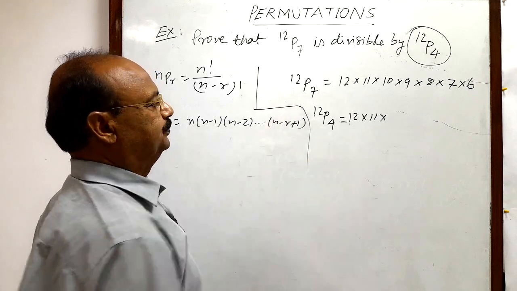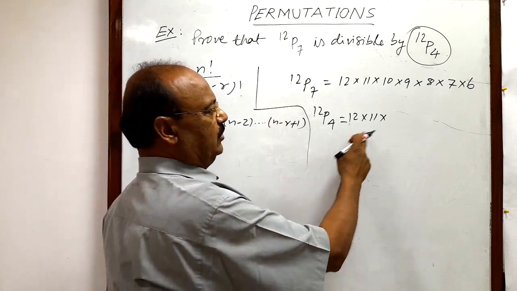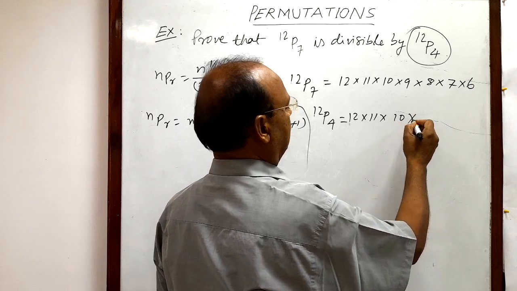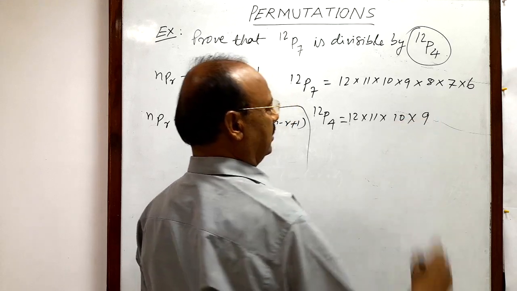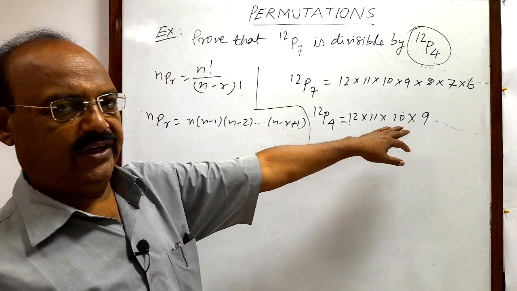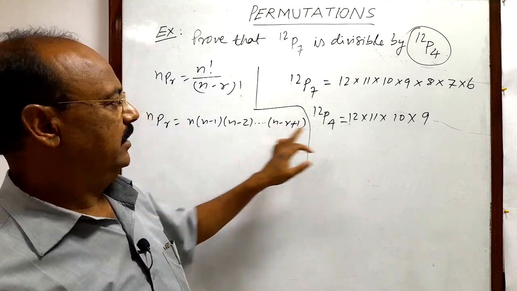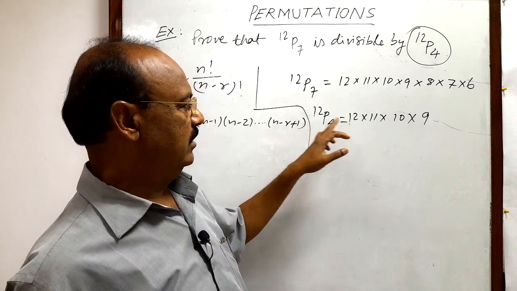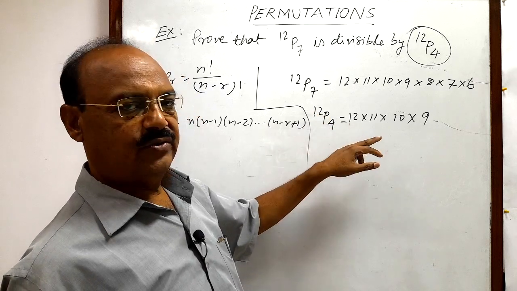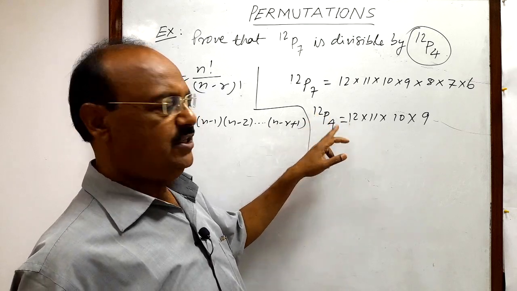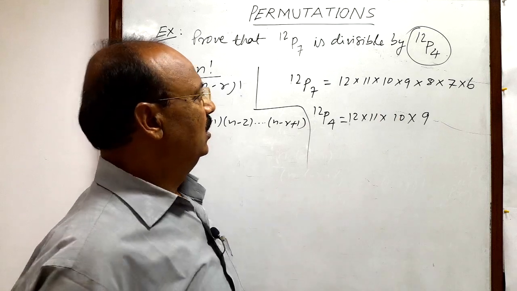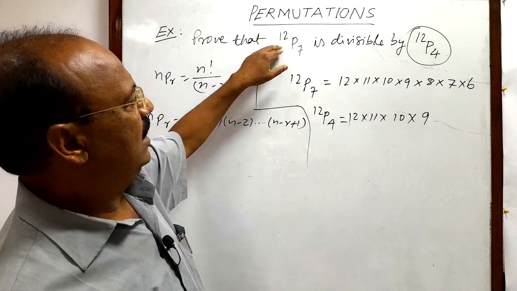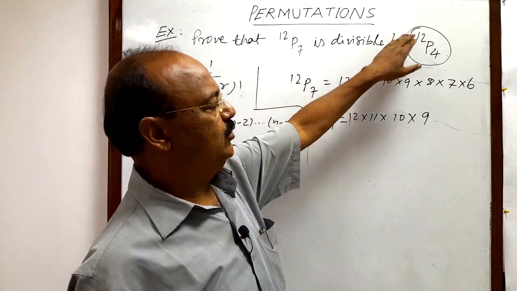So 12 into 11 into 10 into 9. These 4 factors will be here. Here r factors, here 4 factors. As I told you, the last factor will be 12 minus 4 plus 1. So 12 minus 4 is 8, plus 1 is 9. Here we have to prove that 12P7 is divisible by 12P4.